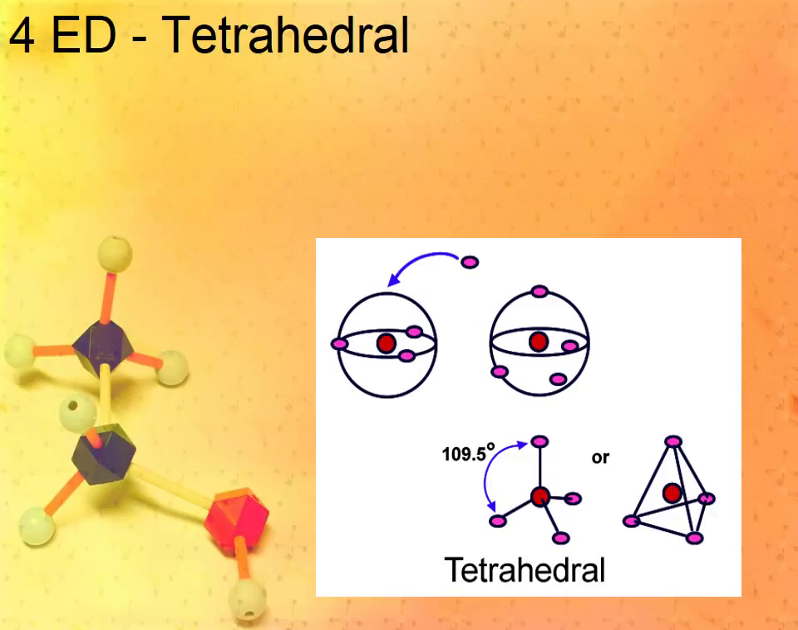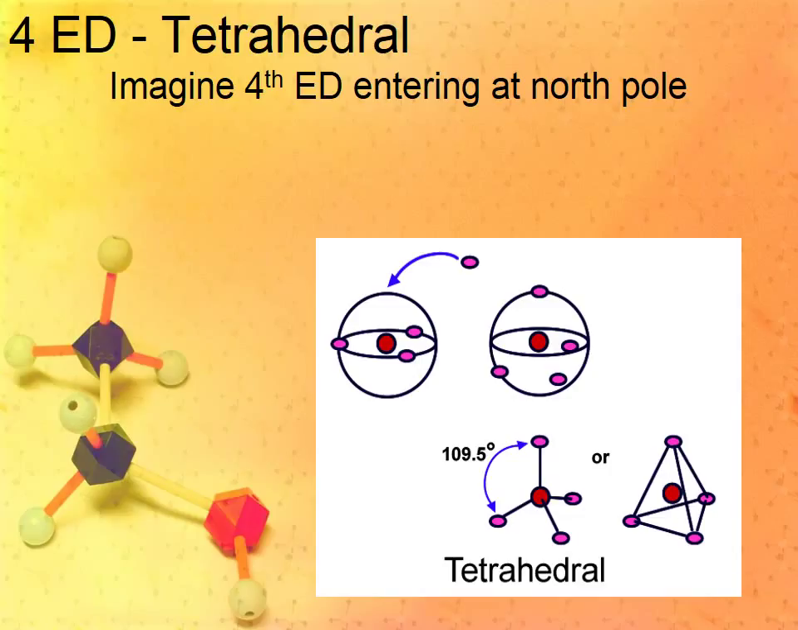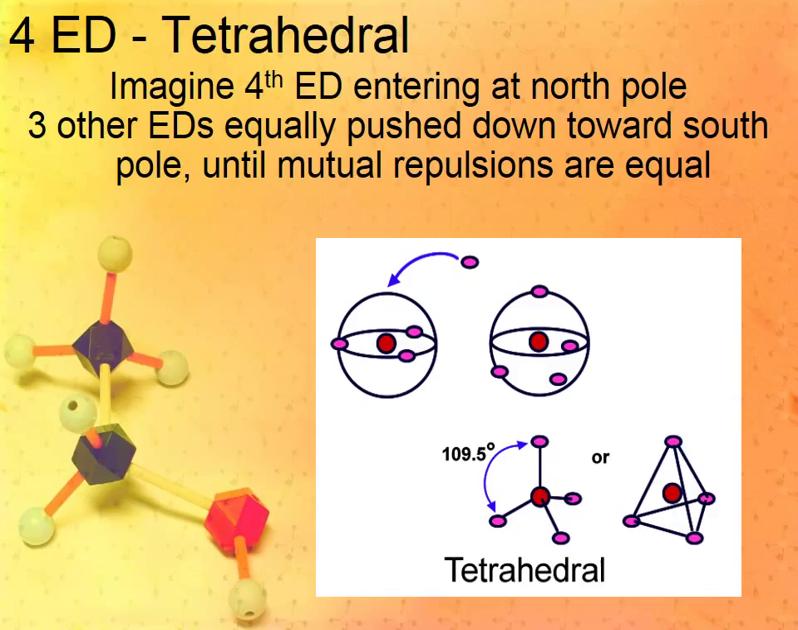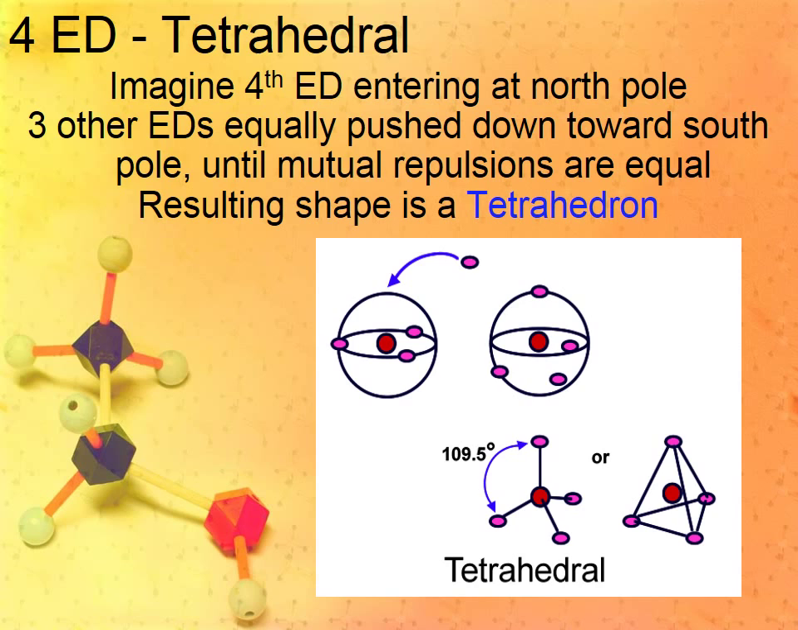Let's now talk about the 4 electron domain structure. If you can imagine the 4th electron domain approaching the sphere at the North Pole, then I think you can see that the other 3 electron domains will be equally pushed away towards the South Pole until all the repulsions balance out, so that the resulting structure has really 4 corners to it, and we call that kind of structure tetrahedral.